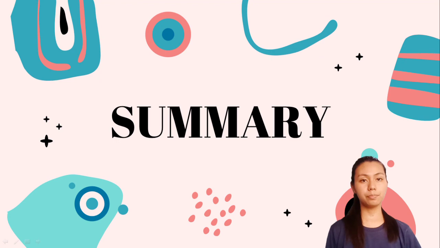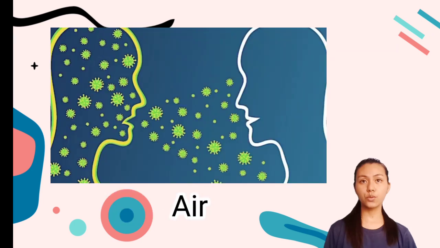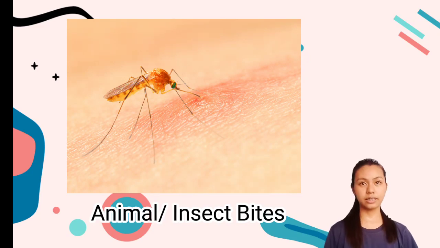So, to sum it up, communicable diseases are diseases that can pass from person to person. The pathogens that cause these diseases can spread in various ways, such as through air, contact with contaminated substances or surfaces, or from animal and insect bites.